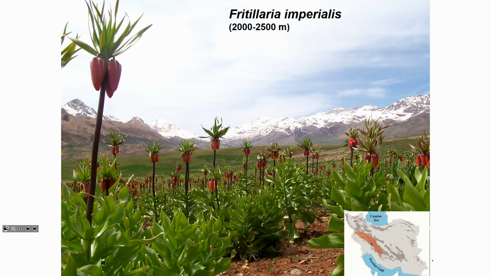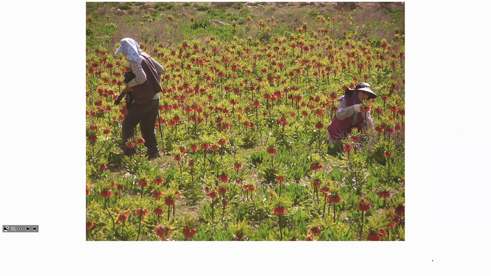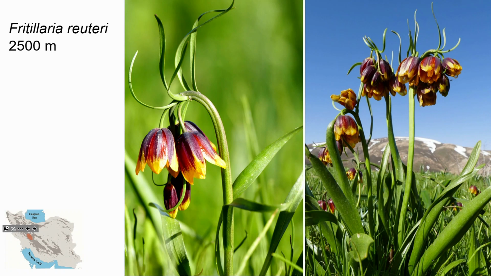And this is Fritillaria imperialis, a very beautiful Fritillaria, and it's big. The flowers are very beautiful in two colors, red and yellow. In some areas they are very dominant and attractive for botanists and ecotourists from different parts of the world. And this is a tiny Fritillaria, Fritillaria reuteri, a very local endemic, as you can see. Very nice color, but small.